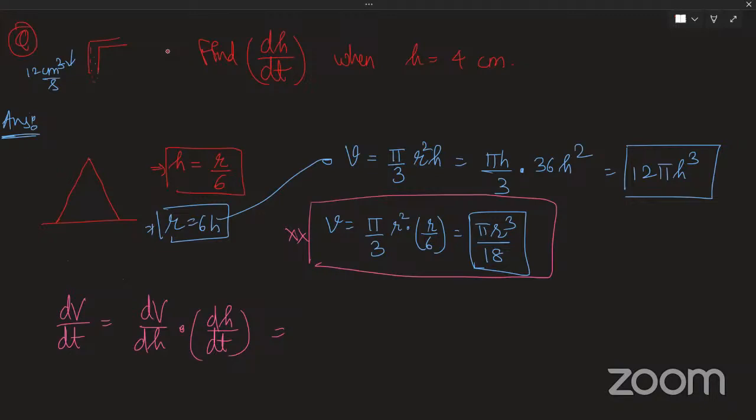It is really basic, right? It will be 36 pi h square into dh by dt, right? I don't know why it took so much time. Fine, correct? 36 pi h square.